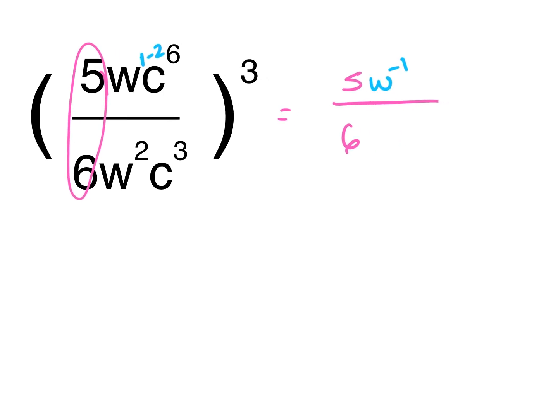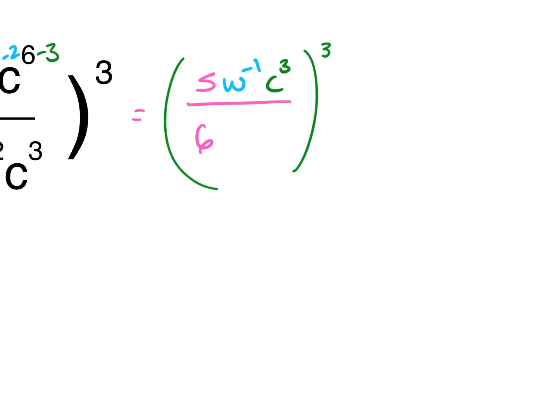And then same thing with the c's. We're going to subtract. So 6 minus 3 would be? So c to the 3rd power. This is still all to the 3rd power. Let's make all of our exponents positive. So what would we do with the w? Move it to the bottom. So everything else stays where it's at. The 5 and the c to the 3rd power stay on top. 6 stays on the bottom. We're just moving the w.